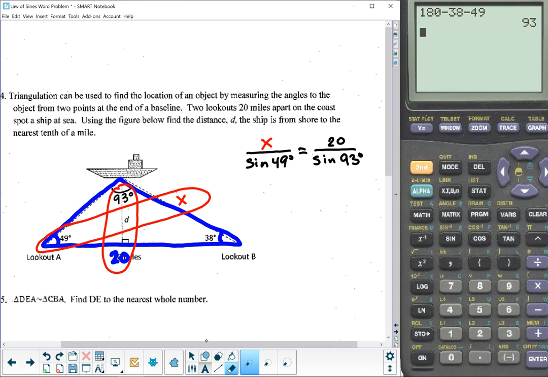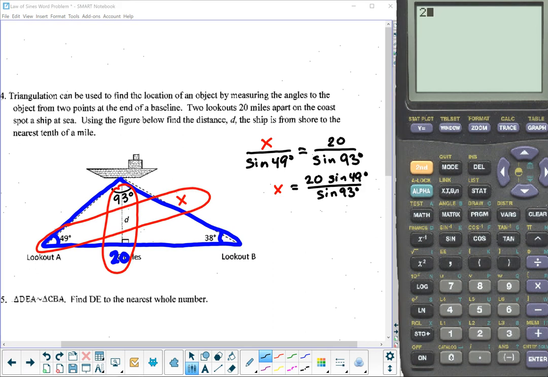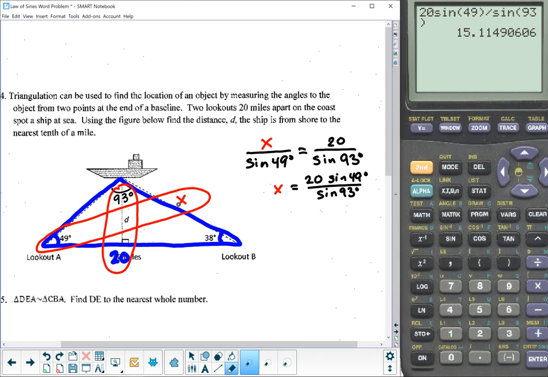And I'm going to go ahead and solve that. Multiply both sides by sine of 49. So I will get x equals 20 times sine of 49 degrees over sine of 93 degrees. So I would type in the calculator 20 sine 49, close our parentheses, divided by sine 93. That's going to give me 15.11. Right? So that means that my side right there is 15.11.